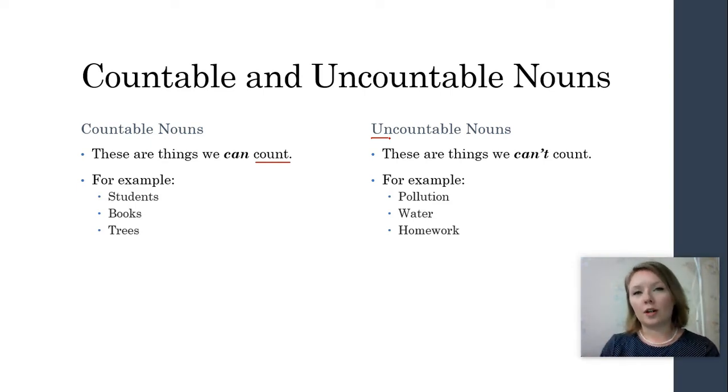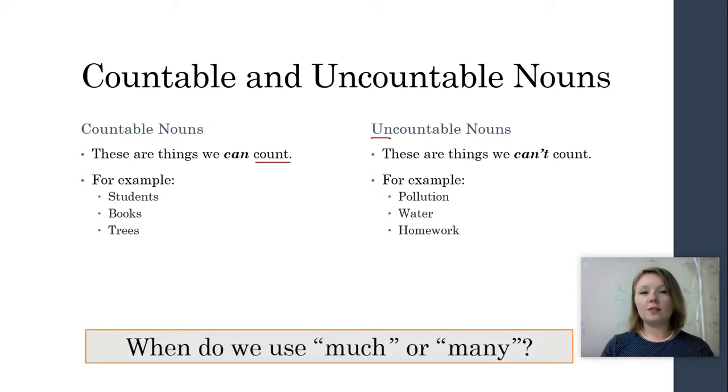And homework. We can't say, oh, I have 500 homework. No, we can say I have some homework, I have a lot of homework, I have too much homework. So we also talked about these words, much and many. So which one do we use and when? Do we use much with countable nouns or uncountable nouns? How about many?